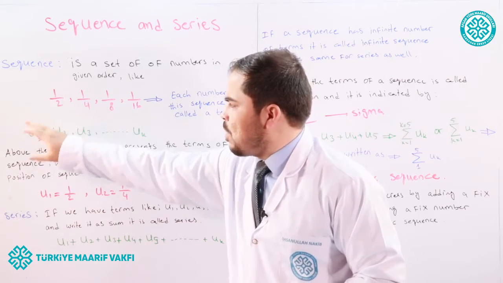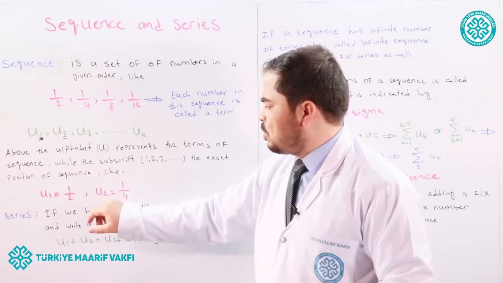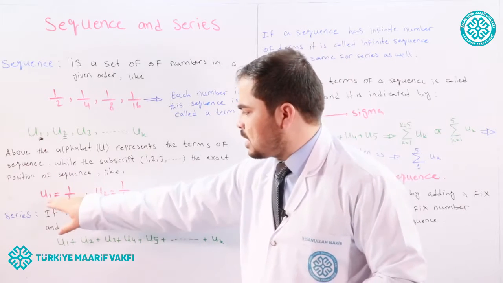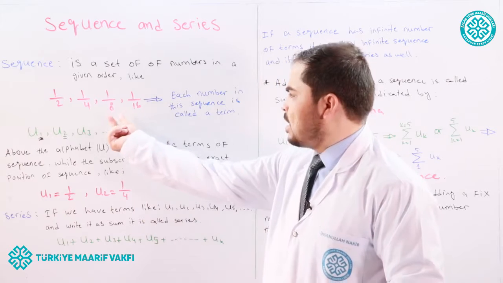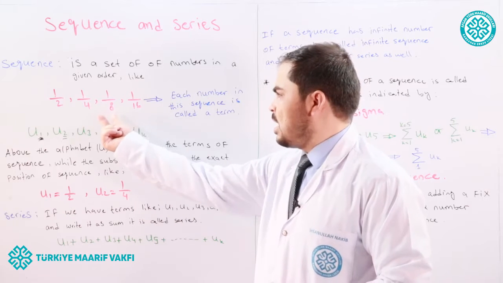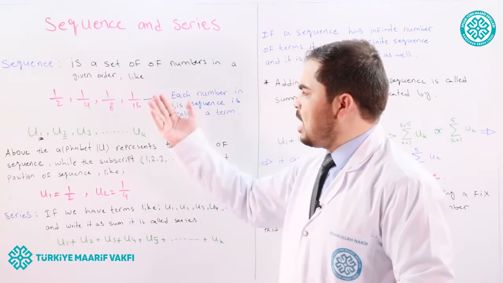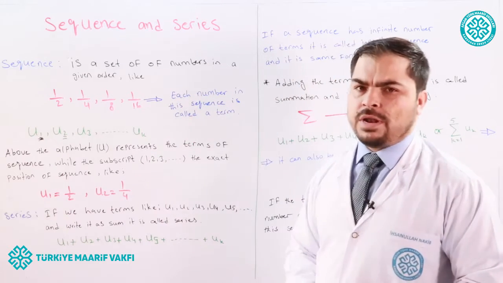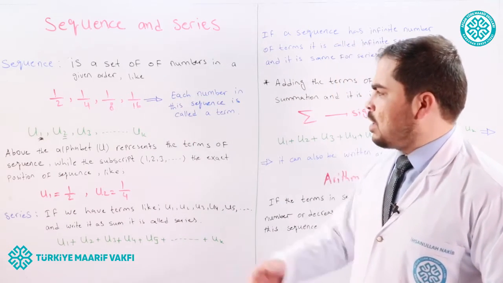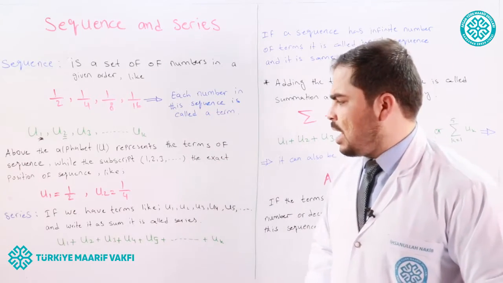We can say that U1 is equal to 1 over 2. U2 is equal to 1 over 4. The first term is equal to 1 over 2, the second term is equal to 1 over 4, the third term U3 is equal to 1 over 8, and U4 is equal to 1 over 16. It goes on. For example, the next term U5 may be 1 over 32, or the next term will be 1 over 64. It goes on like that.